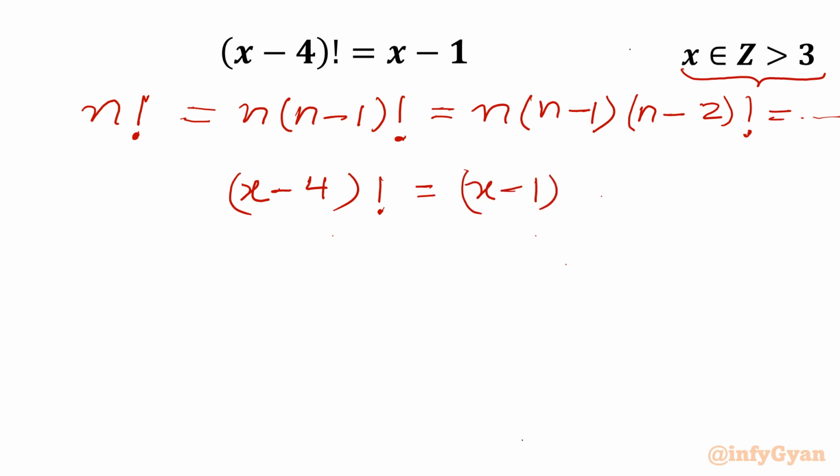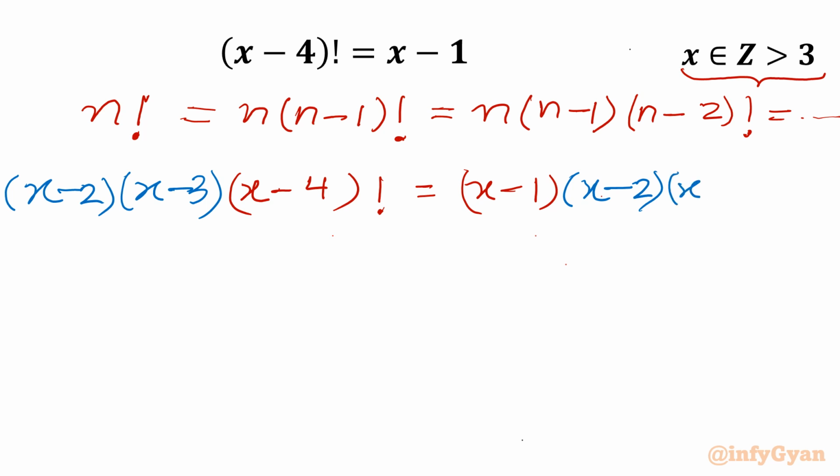Now I will use one manipulation step. I will multiply both sides with (x − 2) times (x − 3). So we make sure that x cannot be equal to 2 and 3, and as per condition, it is given to us x is greater than 3.